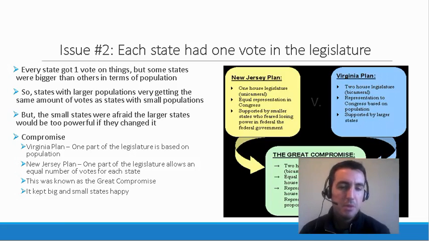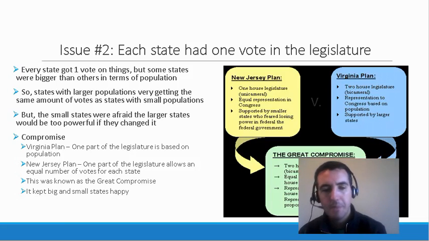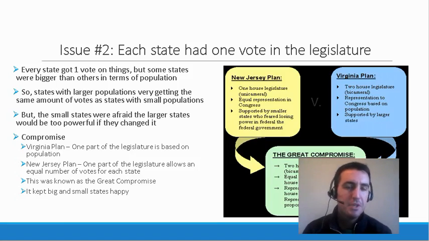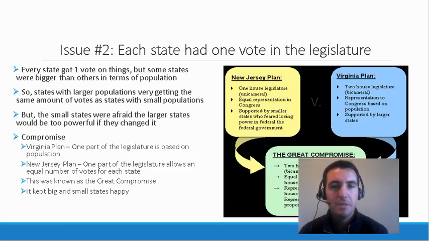New Jersey was a small state. Virginia was a big state. So the Virginia plan makes it so there's a legislature or a part of Congress that is based on population. The more people you have in your state, the more votes or representatives you get. The New Jersey plan sets up something where the legislature is equal for all states. That's what the U.S. Senate is today. Each state gets 2 senators or 2 representatives.